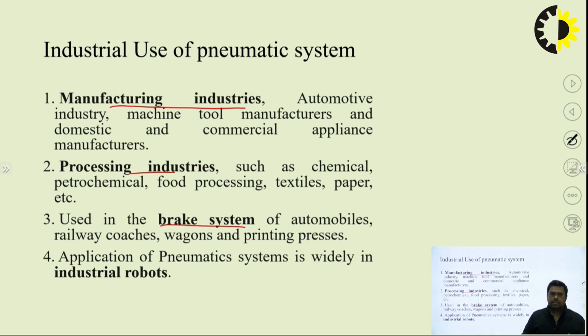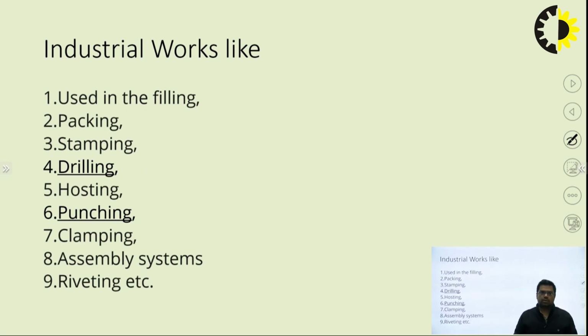We can also use it generally in the brake system of any automobile, in railway coaches, wagons, and printing presses. You will find wide applications of the pneumatic system. The most widely used application today is in industrial robots, where objects can be picked up from one place to another, or we can move very heavy objects from one place to another, or replace them, using the pneumatic system. So these are the uses of the pneumatic system.